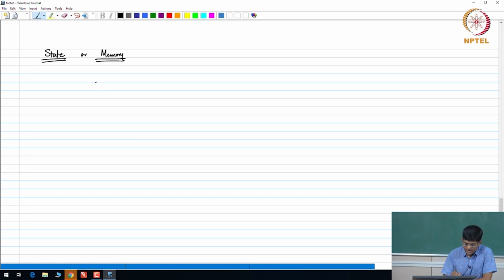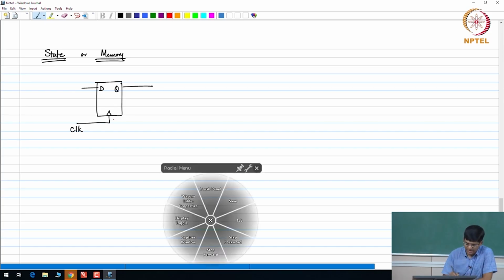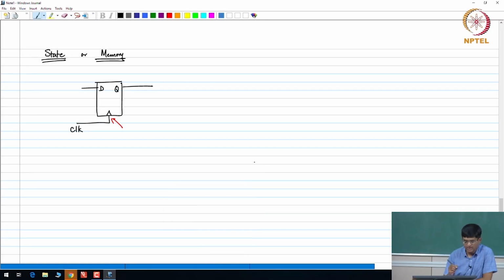An example of this, the simplest example, is a so-called D-type flip-flop. It has one input which we usually refer to as D, one output which we refer to as Q, and a separate control input which we usually refer to as the clock. The symbol that I have drawn over here with this little triangle is used to indicate that this is edge triggered.